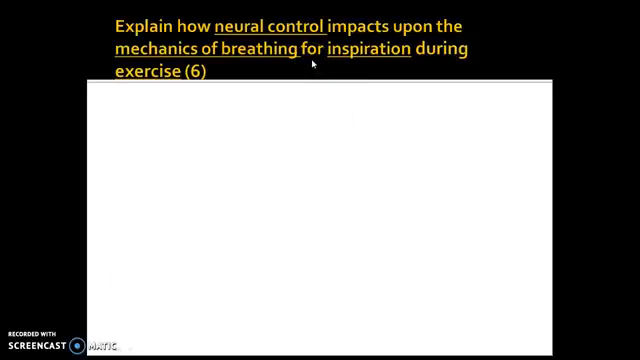Moving on then. So we're coming to the end now of the first anatomy and physiology screencast. So explain how neural control impacts upon the mechanics of breathing for inspiration during exercise. Now the things I've underlined are the things that you should be circling in an exam question. First of all, you've got neural control. Okay, so we know neural translates to a certain thing. Now what we need to do is think, what else is the question asking? It's asking us about mechanics of breathing.